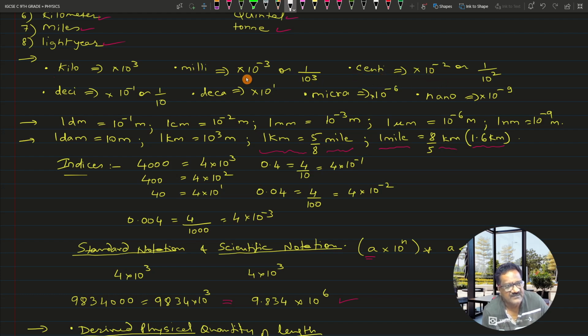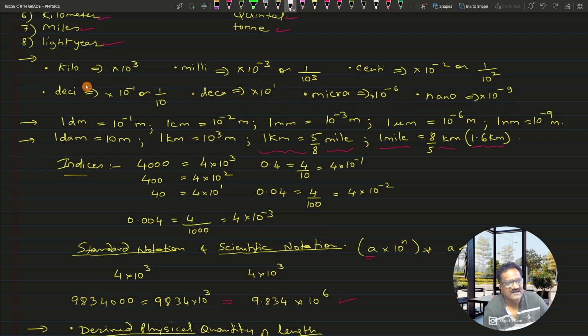From here, you will come to know that kilo is 10 raised to 3, milli is 10 raised to minus 3, and centi is 10 raised to minus 2. In the same way, deci will be 10 raised to minus 1, deca will be 10 raised to 1 or just 10, micro will be 10 raised to minus 6, and nano will be 10 raised to minus 9.